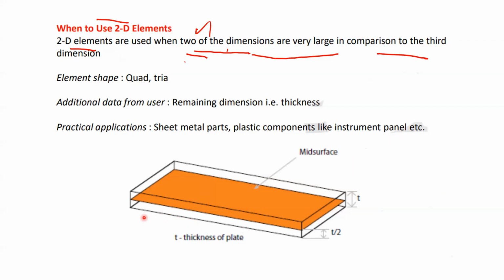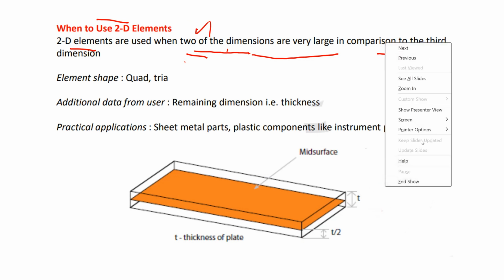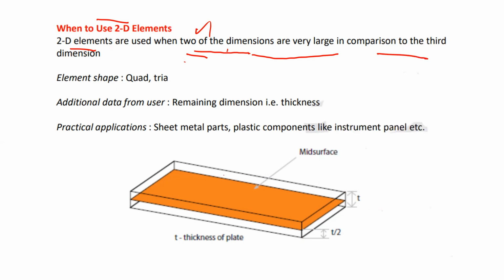Now you can notice a plate which has been given here. This is the length portion, this is the breadth portion, and this is the thickness portion. The thickness is very much negligible when compared to the length and the breadth dimensions. That is why we regard this as a 2D component. For any 2D component, before even getting onto the meshing part, you should be able to find out the mid surface.